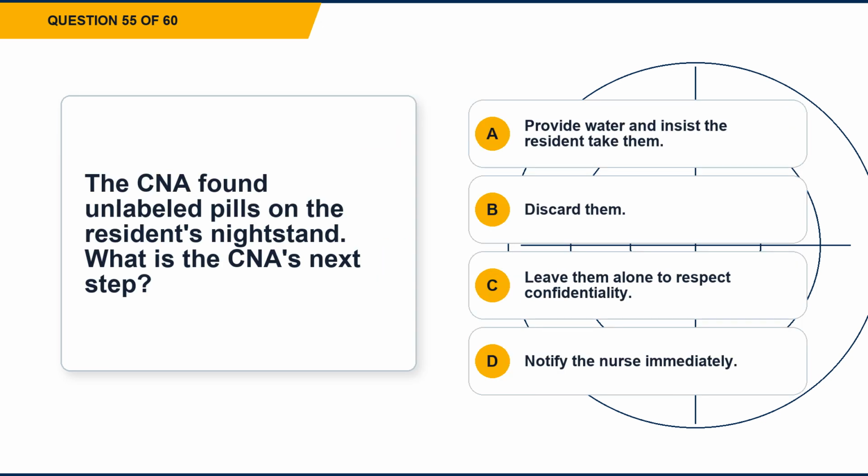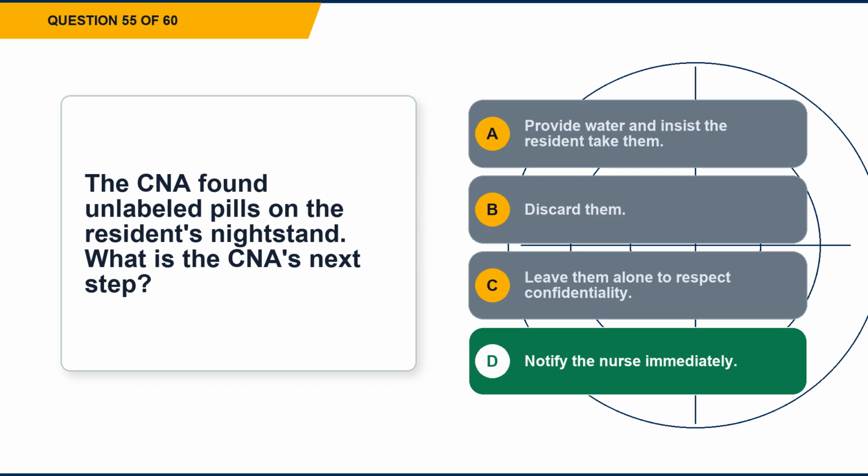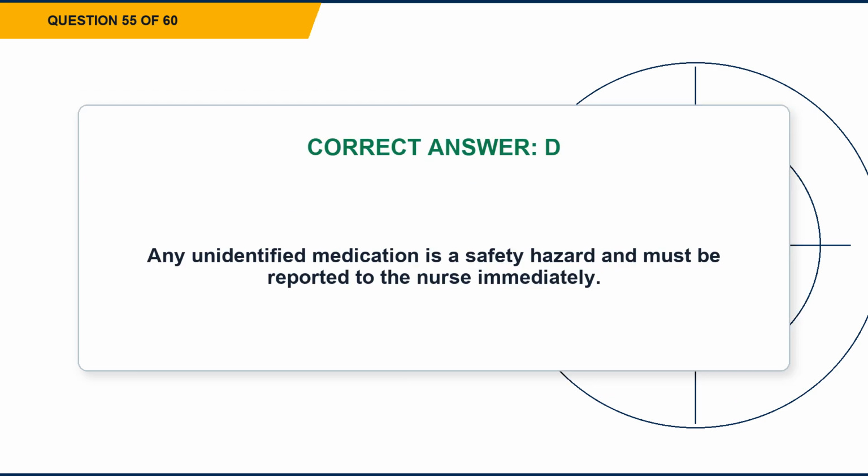Question 55. The CNA found unlabeled pills on the resident's nightstand. What is the CNA's next step? Option A, provide water and insist the resident take them. Option B, discard them. Option C, leave them alone to respect confidentiality. Option D, notify the nurse immediately. The correct answer is option D, notify the nurse immediately. Explanation: any unidentified medication is a safety hazard and must be reported to the nurse immediately.